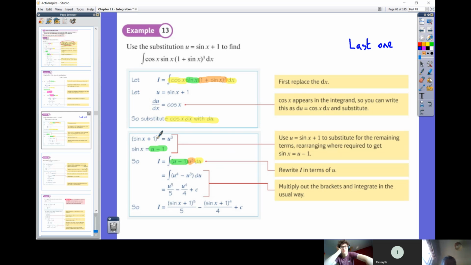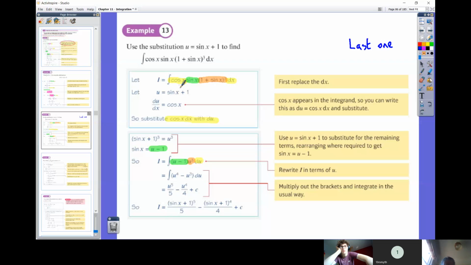So sin x plus 1 all cubed equals u cubed. So that's fine. So obviously we're replacing the sin x plus 1 all cubed with u cubed. And then finally, we want to replace the sin x. So clearly, we're just taking 1 away from both sides. So u minus 1 equals sin x. So that's how we replace the green term. The sin x is replaced by u minus 1.